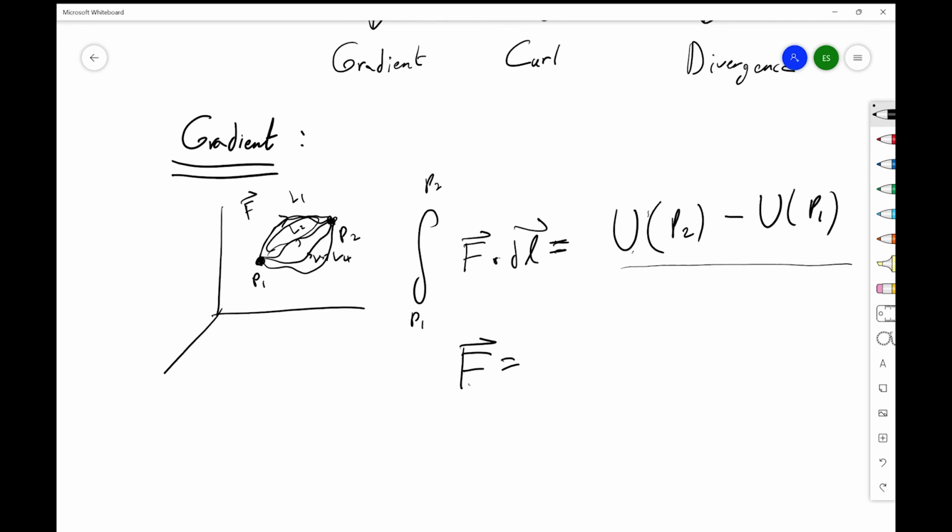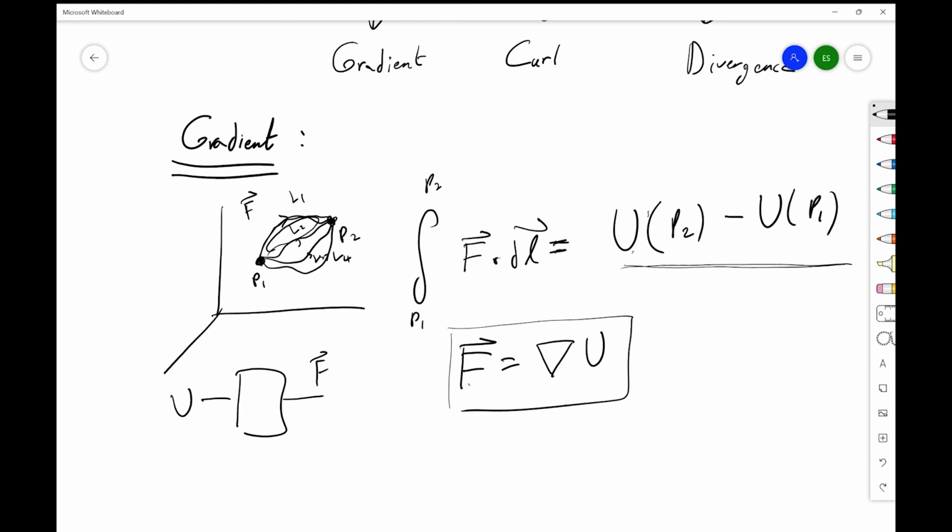Yeah, I'm hoping that I can derive F from U. So first, I'm hoping I can write this integral as this thing, which is analogous exactly to the fundamental theorem of calculus. And then I'm hoping I can get F from this U through some sort of operator, where I plug in U, which is a scalar function in all of space, and I get F, which is a vector function for all of space.